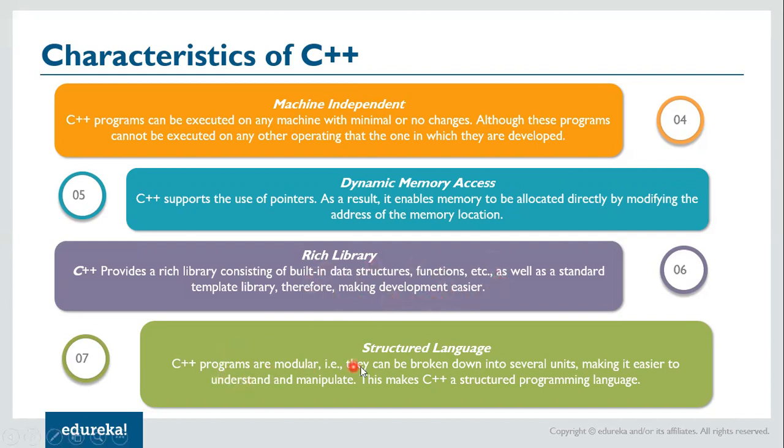Then it is a structured language, meaning that C++ programs are modular, that is, they can be broken down into several units, making it easier to understand the code and easy to manipulate it. So basically, you are modularizing a big program into small chunks, which are easy to manage in terms of complexity. Therefore, it is also a structured language, giving you the ability to break it down into smaller modules. This makes C++ a structured programming language.